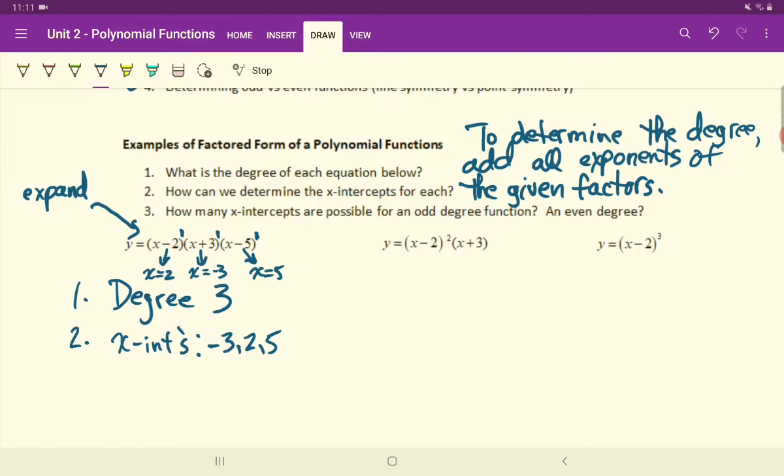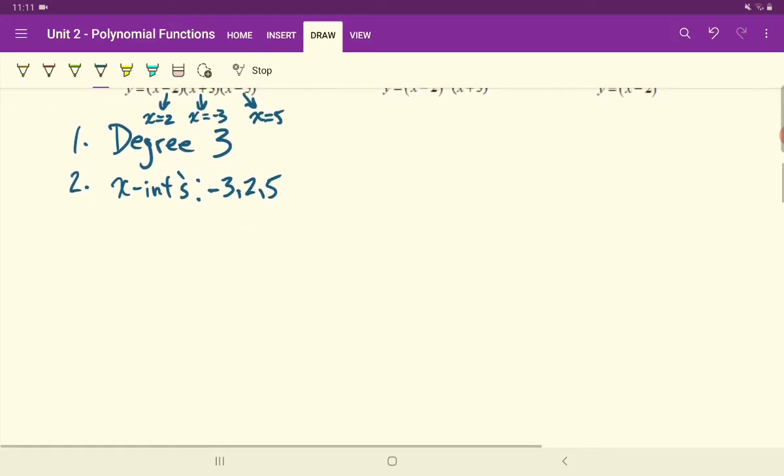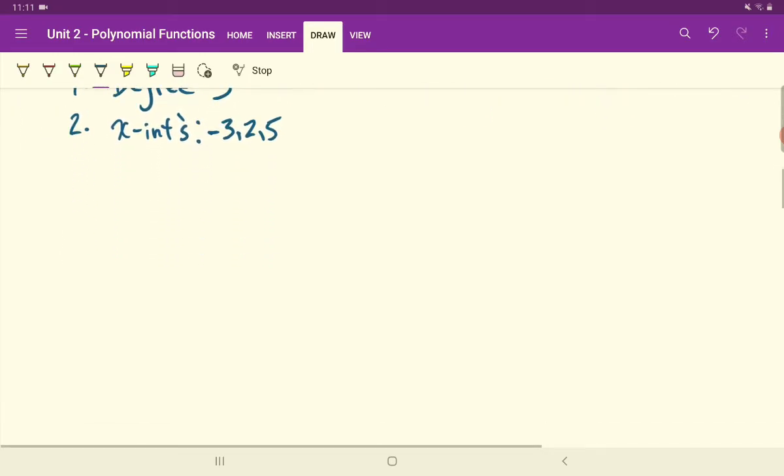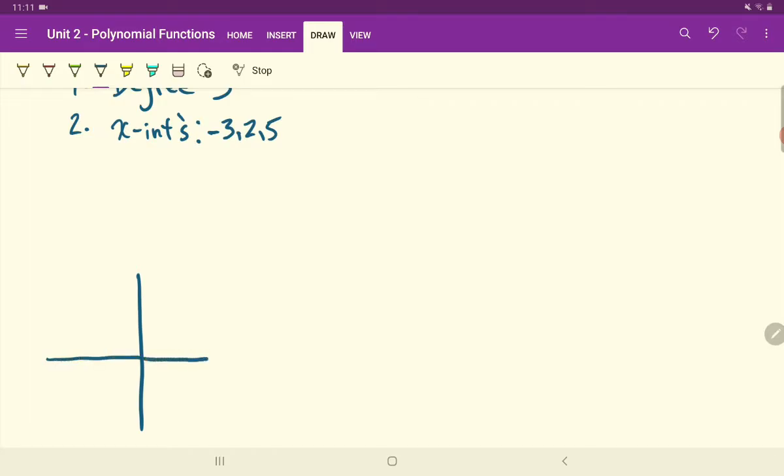Okay, so how many x-intercepts are possible for an odd degree function or an even degree function? Let's analyze that here. I'm going to just do that below. I'm going to draw a graph. So that's a cubic function that we have above, a degree 3 function. Let's analyze the most number of x-intercepts that you can have. Let's check it out. So if I had a positive cubic function that did something like this, I can have 1, 2, 3. So in that situation, I could have 3.